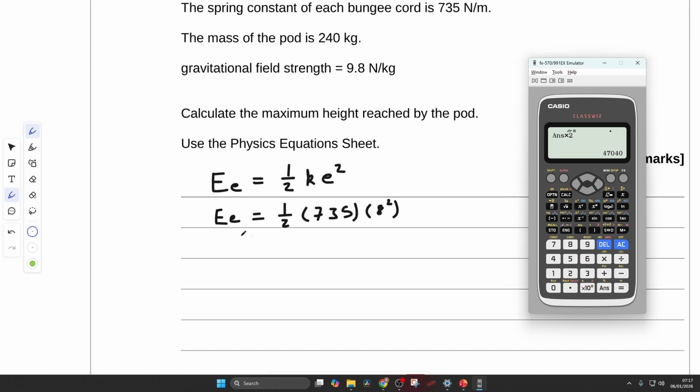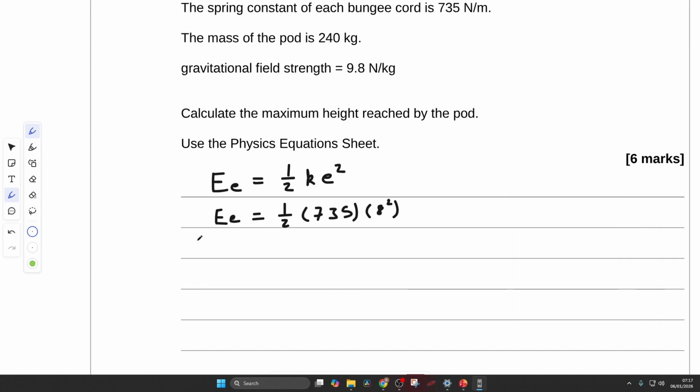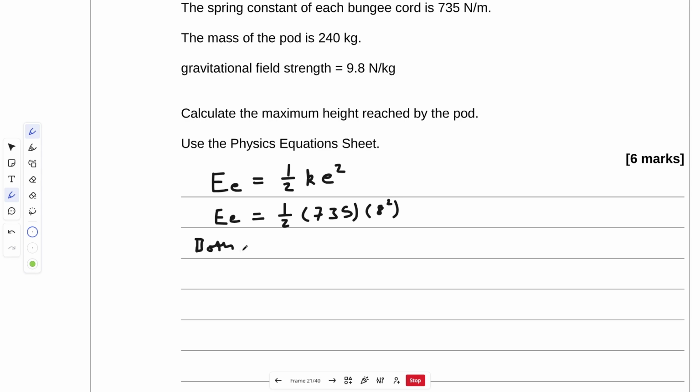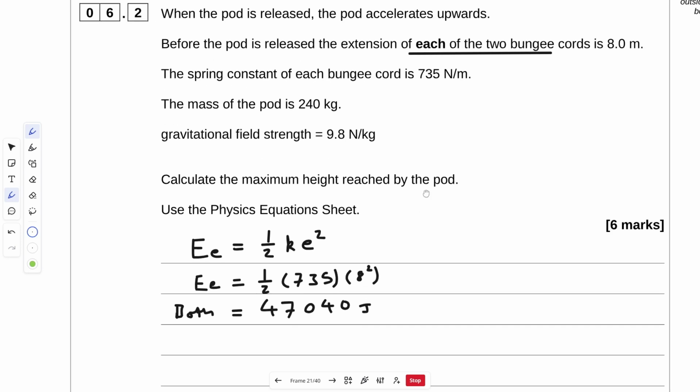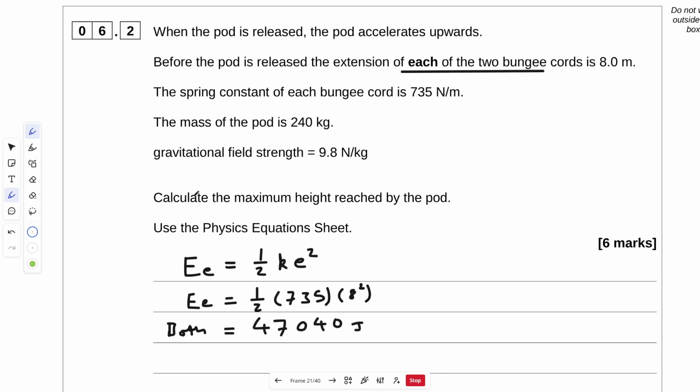So let's write that down here. For both, it's going to be equal to... you can just do this calculation without doing the half as well, and it will give you that answer. So it's 47,040, I believe, joules.